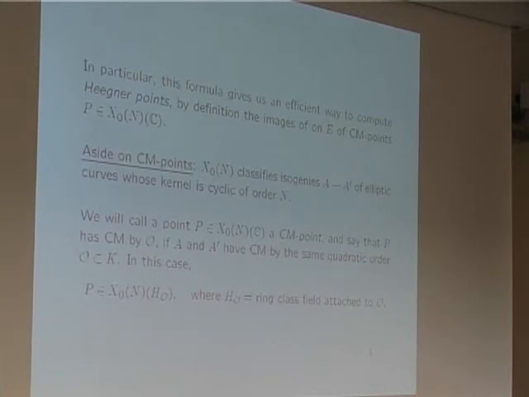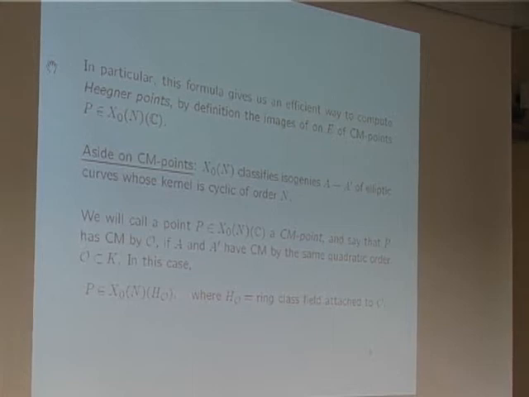All right, so in particular, this gives us, at least for the classical case, an efficient way to compute Heegner points, which are by definition the images on E of CM points P in X_0(N)(C). These CM points we met yesterday during John's lecture. Let me just briefly recall what they are again.